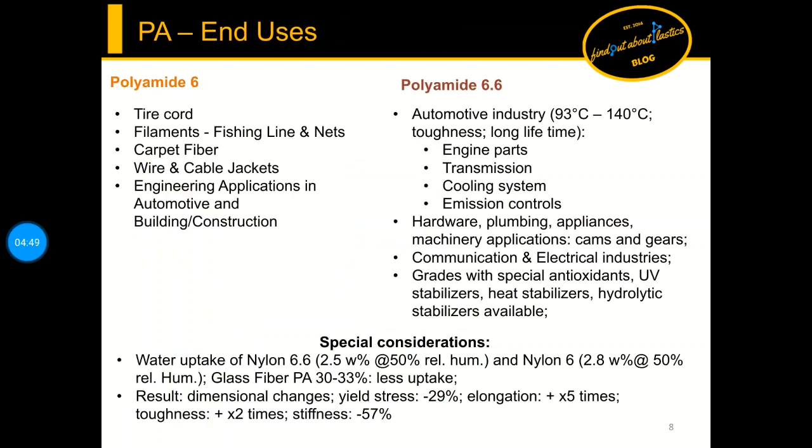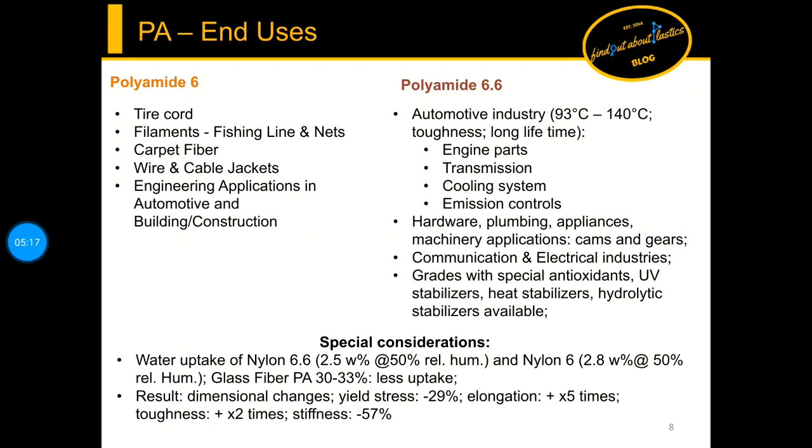End uses, as previously shown, nylon 6 is more selected for fiber applications such as tire cords and filaments for fishing lines. Nylon 6.6 with a glass fiber reinforcement of 30% to 33% is used in many automotive applications where the combination of elevated temperature, toughness and long lifetime is needed. However, there are many other industry fields where the properties of nylon 6.6 can play a key role.